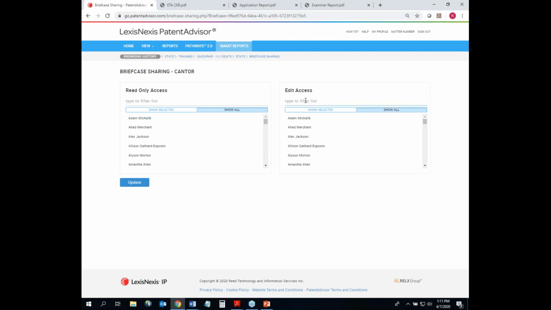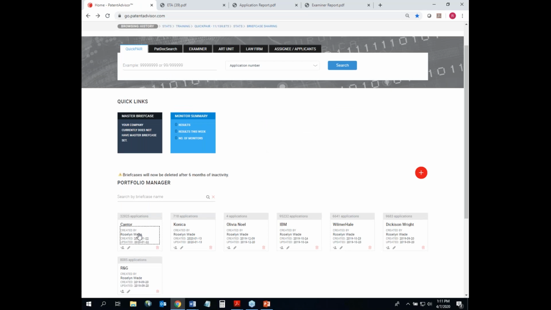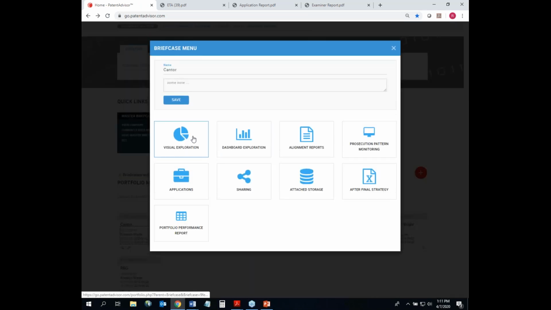With edit access, they'll be able to see everything. They can edit anything that's needed. Once you do that, they will have the option to run those reports. So if I open up this one here, I can do a visual exploration, dashboard exploration. So I have all of these options here.